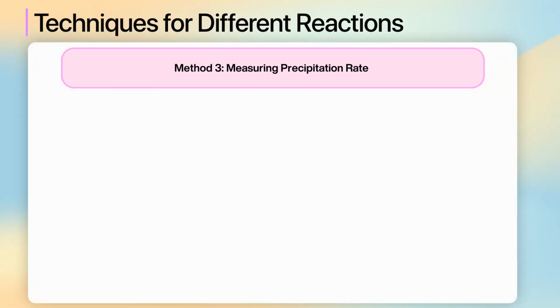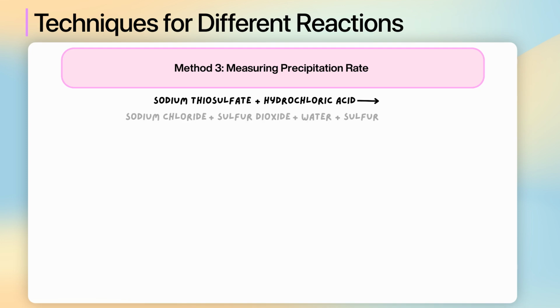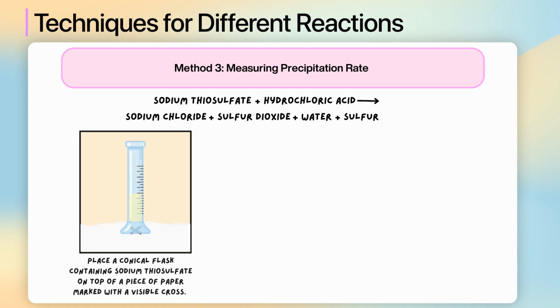Some reactions result in the formation of a precipitate, which can cloud the reaction mixture. To measure the rate of this reaction, we can monitor how quickly the precipitate forms. For example, sodium thiosulfate and hydrochloric acid produces sulfur, which turns the solution cloudy. Firstly, set up a visual marker. Place a conical flask containing sodium thiosulfate on top of a piece of paper with a visible cross marked on it. Next, start the reaction.